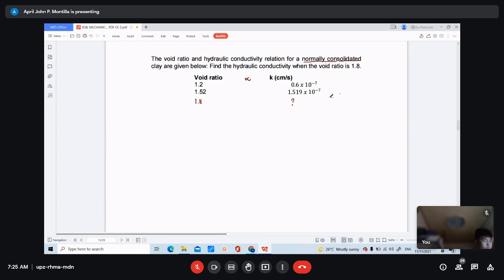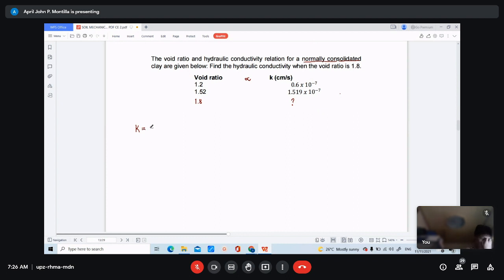Eh, anong gagamitin nating equation to solve this problem? Sabi doon, computation of hydraulic conductivity for a normally consolidated clay. And iisa lang po yung present nating equation on how to compute the hydraulic conductivity for a normally consolidated clay regarding empirical relations, and that is the Samarasinghe equation. So dapat ma-analyze nyo na yun dapat yung gagamitin nating equation. Ano ba yung Samarasinghe equation?